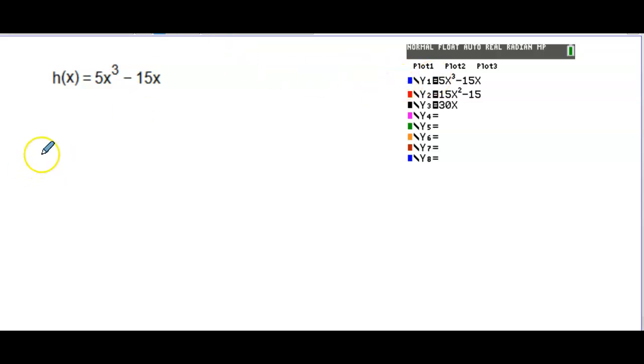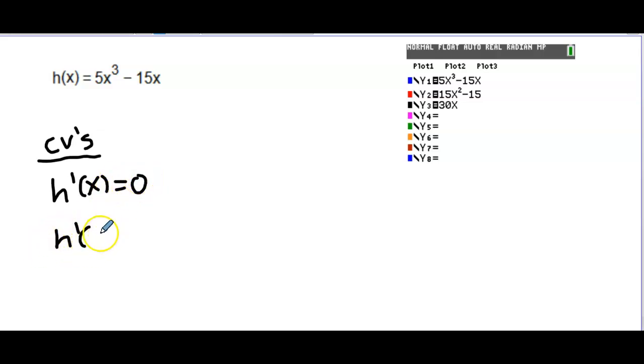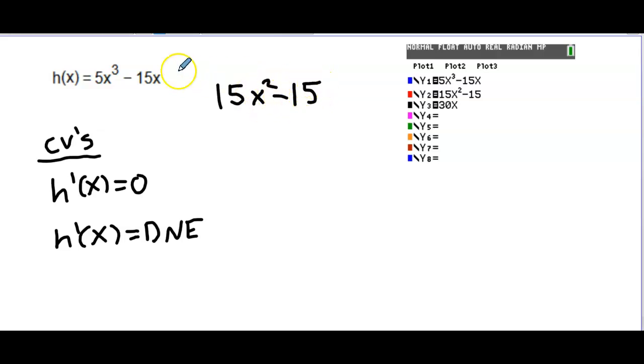So to get started, we will find the critical values. And to get that done, we're looking for values of x that make our first derivative equal to 0, or values of x that make our first derivative not exist. So our first derivative is 15x squared minus 15. We got that using the power rule for our function.